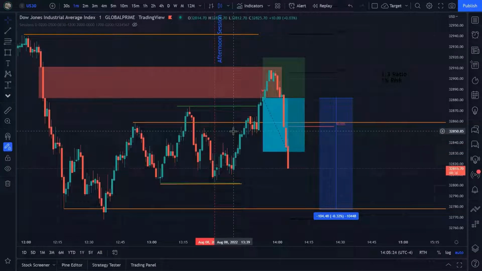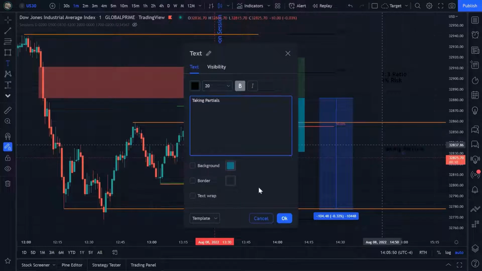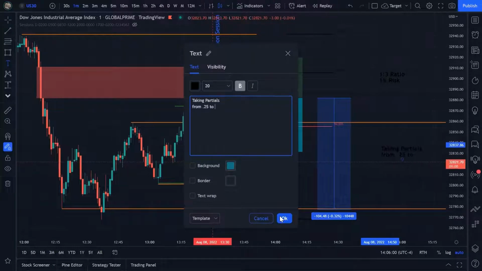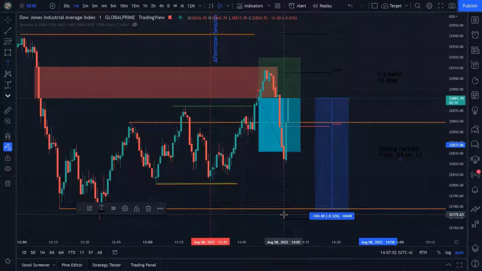Awesome, so we just hit 50 points. Now I'm about to take partials from that area, as you can see there. So from 0.25 to 0.12. At this moment, I will be looking to see if I can place my stop loss into entry or in profit. At this moment, I'm going to be waiting. If I would have placed my stop loss at entry, I would have been taken out prematurely.